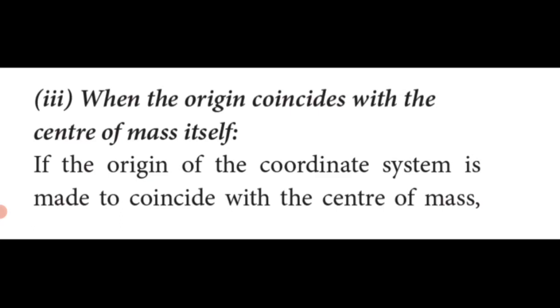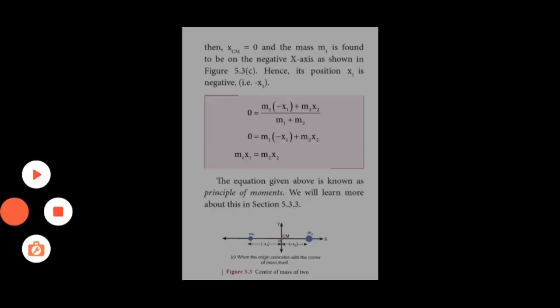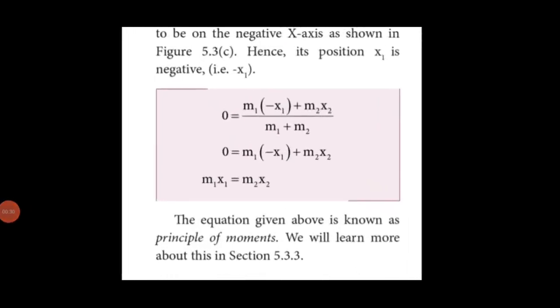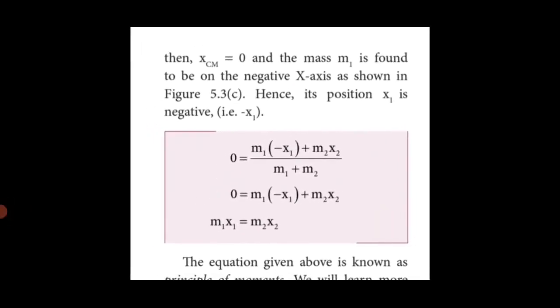If the origin of the coordinate system is made to coincide with the center of mass, that is what we are going to discuss in the third case. So if it coincides with the center of mass, then xcm is equal to 0. That means the mass m1 is found on the negative axis, as shown in the figure. Hence the position x1 is taken as a negative value. So we substitute minus x1, and for xcm we take 0. So 0 is equal to m1 into minus x1 plus x2 m2.